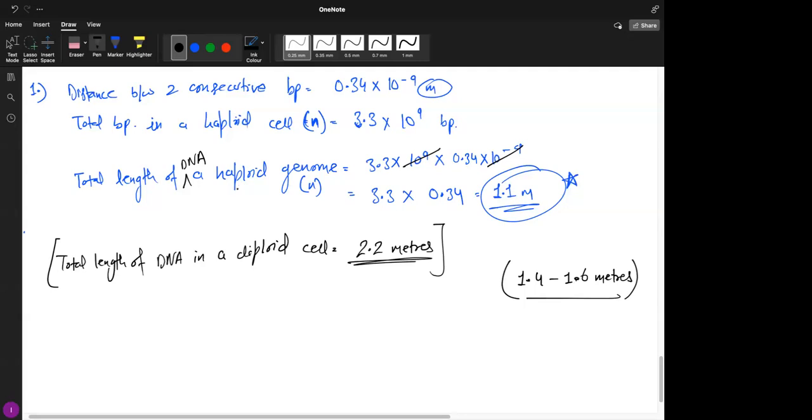One of the biggest cells in a human body, apart from the ovum, is the RBC, right? How big is an RBC? Around 7 micrometers, approximately 7 to 8 micrometers. All the cells will be smaller than RBCs. Most of these cells will be smaller than RBCs in our body. How do they contain 2.2 meters of DNA inside their nucleus?